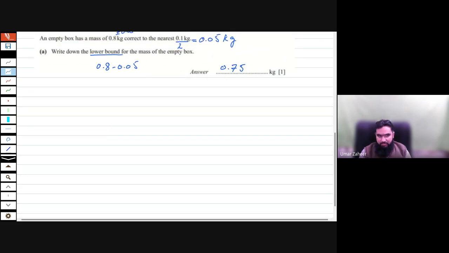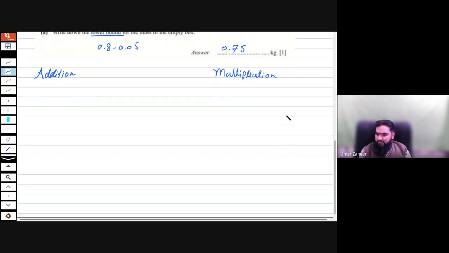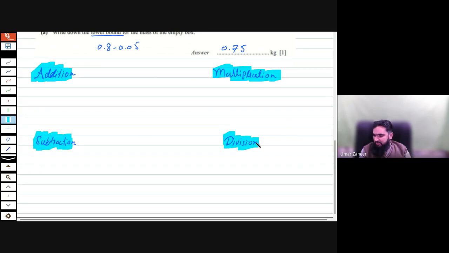We have the case of addition, and multiplication is going to be the same. And we have the case of subtraction, and division is going to be the same. We will do some questions so it becomes clearer what I am talking about. Addition, multiplication, subtraction, and division.